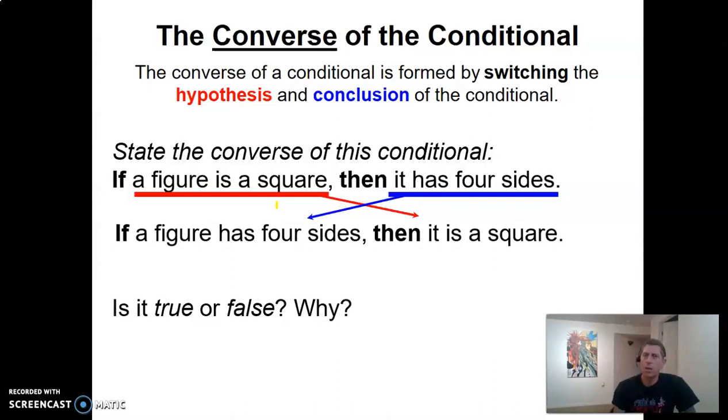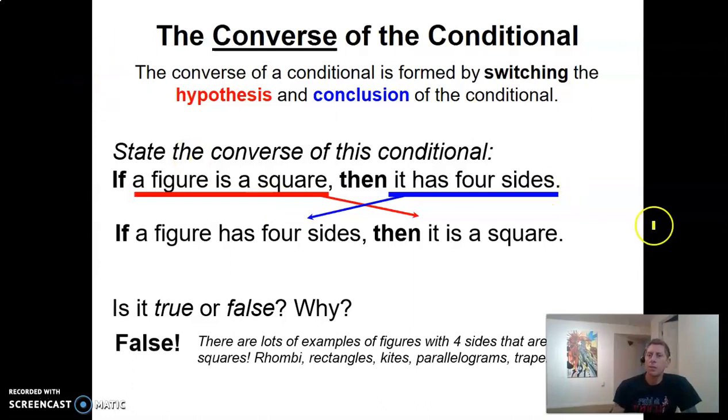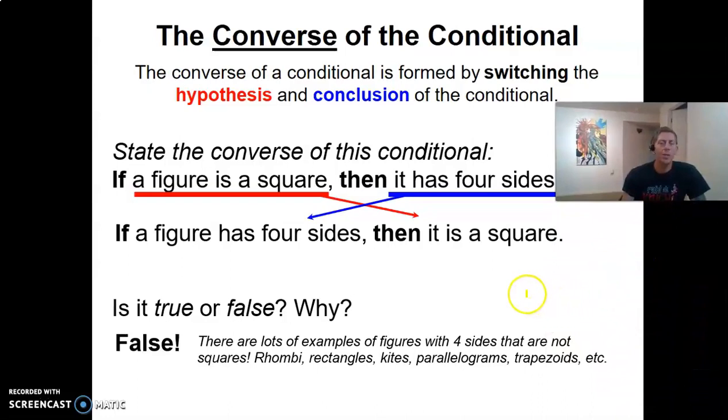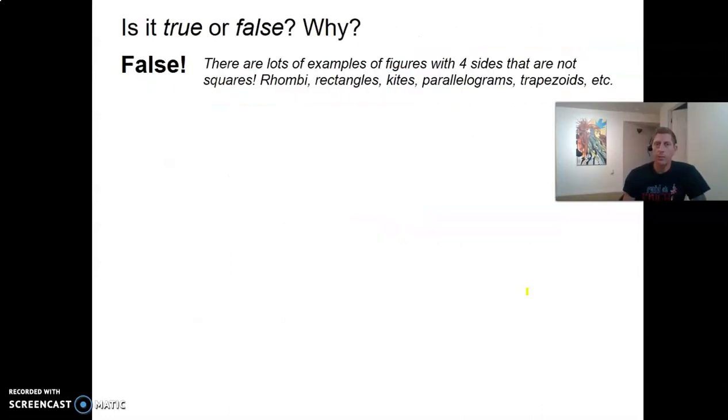If a figure is a square, then it has 4 sides is our first conditional statement. Of course that's true. We know squares have 4 sides. But then if a figure has 4 sides, then it is a square. The converse, is that true? Take a minute and think about it. See if you can come up with an example that proves that to be false or true. All right, as most of you figured out probably right away, it is false. There are lots of examples that prove that it is not true, right? We have rectangles, we have rhombi, kites, etc. So just because the conditional statement is true does not mean that the converse is going to be true also.